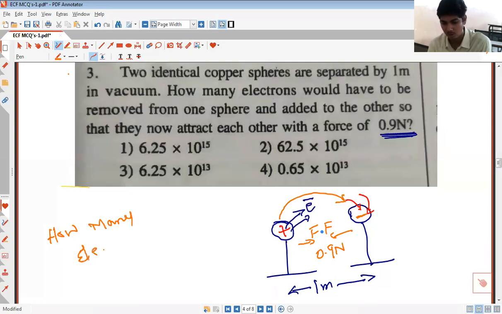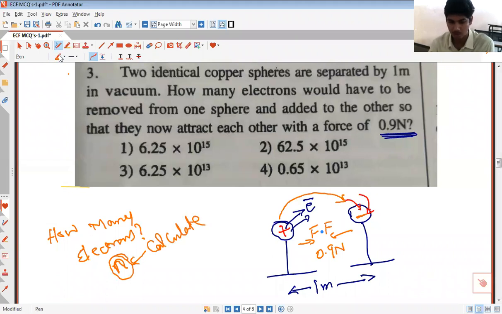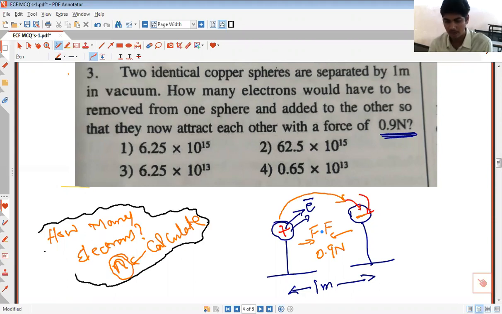If the question asks how many electrons, you must calculate n. Remember this: in any problem where they ask how many electrons are removed or how many electrons are added, you are going to calculate n.